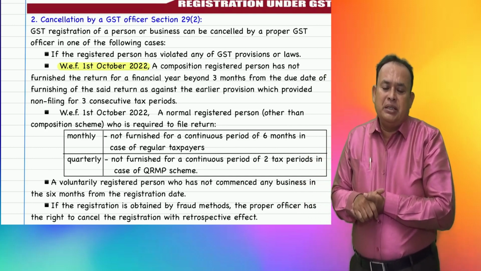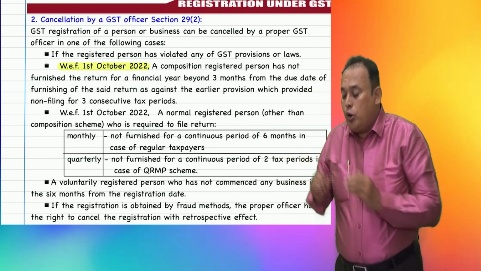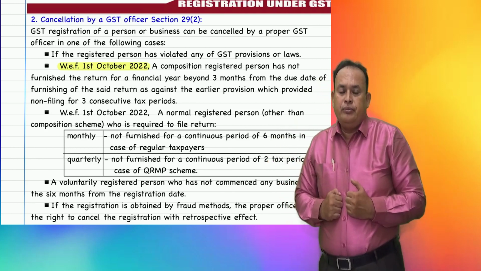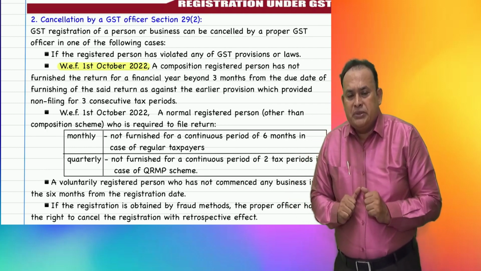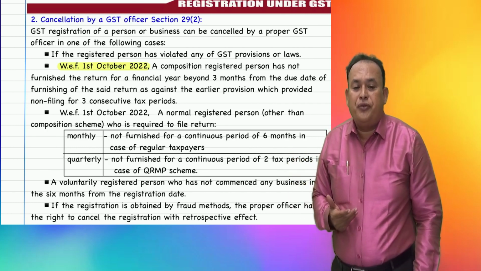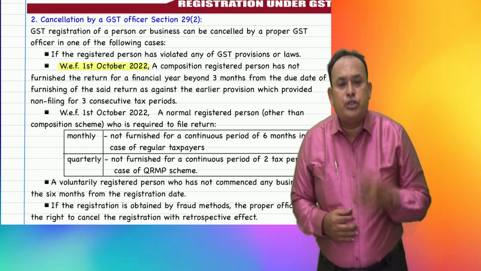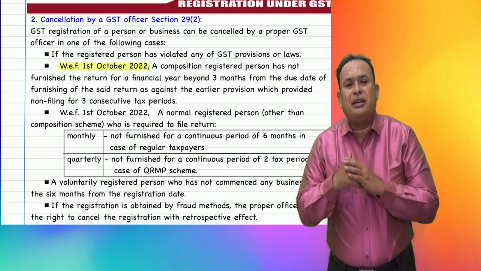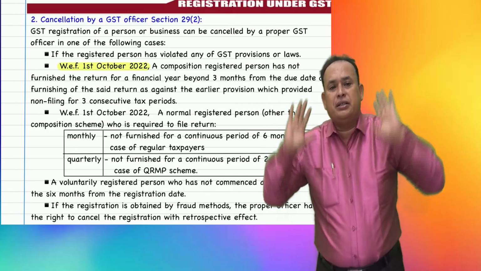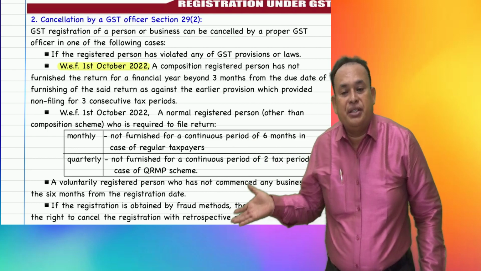the registration will get cancelled. Or a person who opted for the QRMP scheme, quarterly filing the return, monthly paying the tax. QRMP is not a composition scheme. In that case, if not furnished for a continuous period of 2 tax periods in the case of the QRMP scheme, that means April, May, June in the financial year 2024 not filing the return for the quarter, and July, August, September for that quarter also not filing the return, continuous 2 quarters, then that registration also gets cancelled.